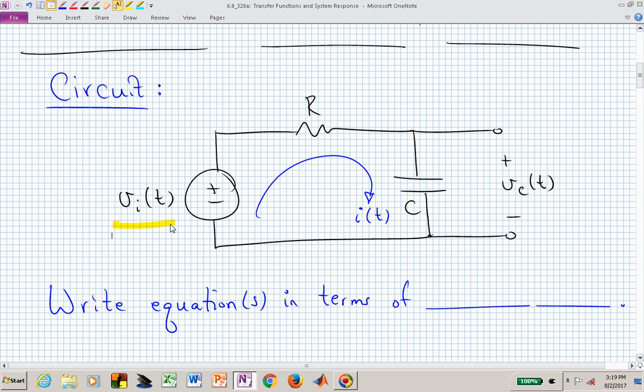We have one energy storage device. We should be expecting a first order differential equation for this low pass filter. And with that being said, what is our energy storage device?